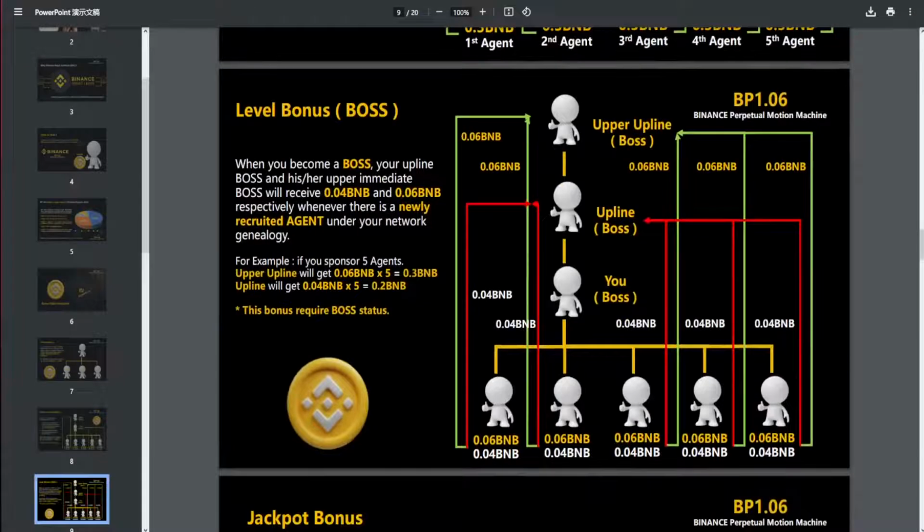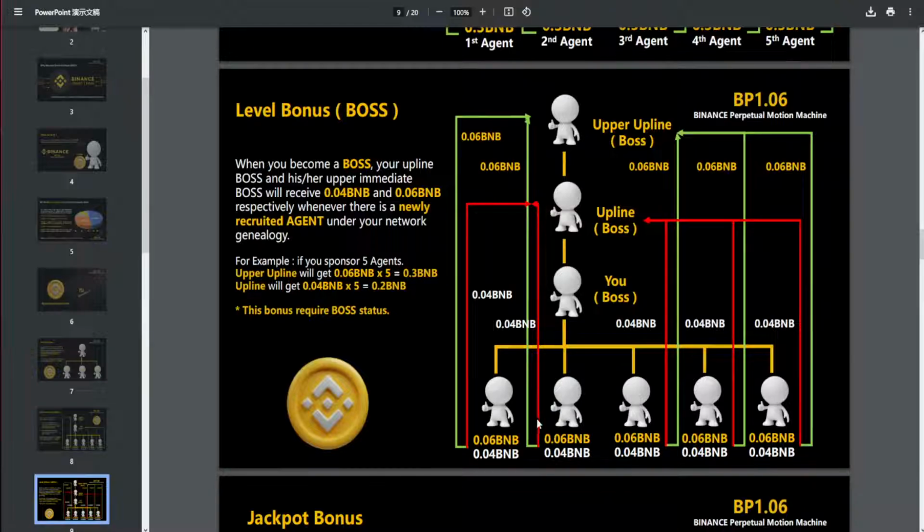Then comes the level bonus: when you become a boss, your upline boss and the upper upline boss receive 0.04 BNB and 0.06 BNB respectively whenever there is a new agent in the network. So in this one, this is the boss, the upline boss, the upper upline boss, and these are the 5 agents. So you can say 0.04 BNB goes to the upline boss.